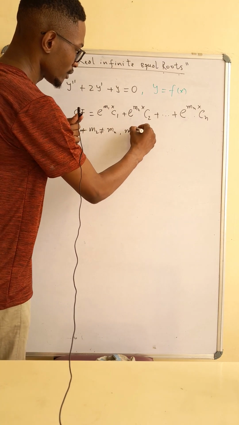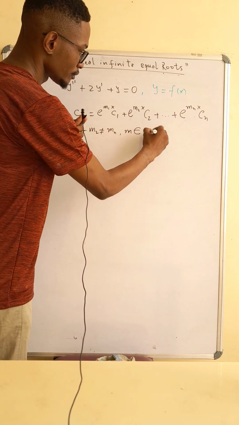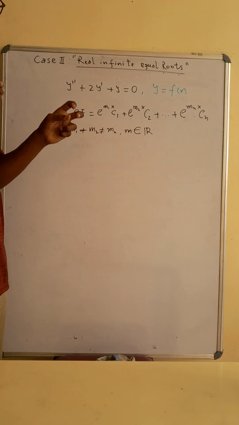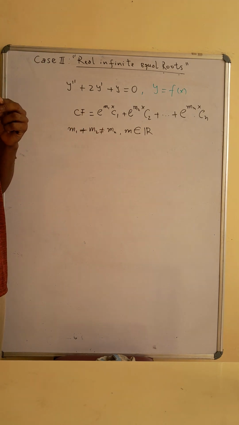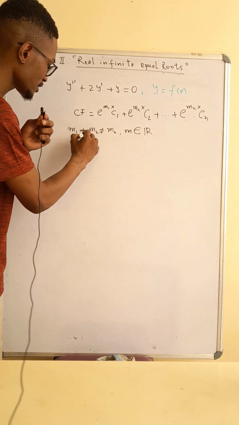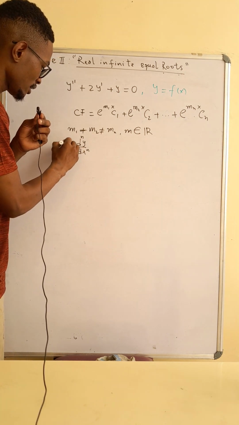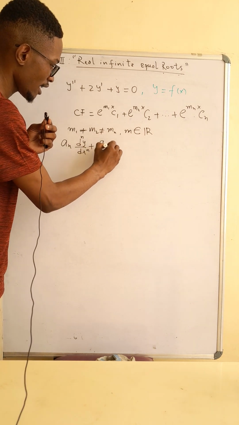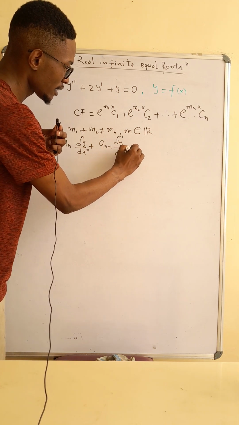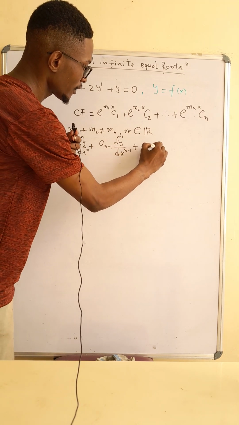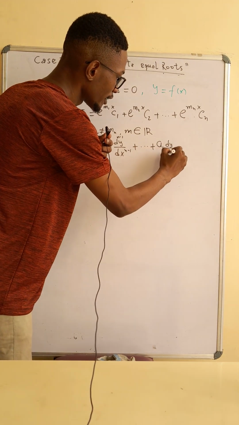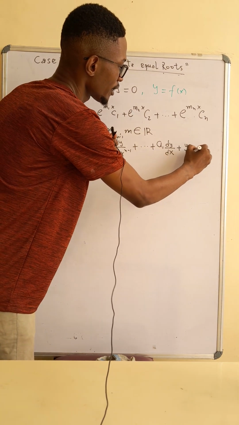When we have all the roots different, and m belongs to the real numbers, this is the solution for this homogeneous differential equation. I will write it here: an d^n y upon dx^n plus an minus 1 d^(n-1) y upon dx^(n-1) plus the infinite sum up to a1 dy dx plus y equal to 0.